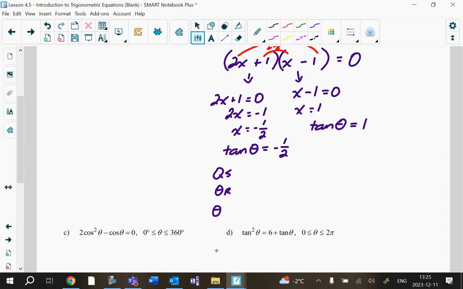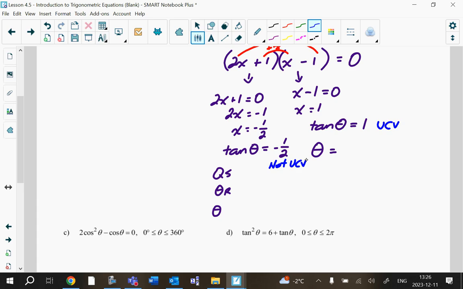This one, however, is on the unit circle. So I can go straight to the answers. This is a unit circle value. This is not a unit circle value with tan. If you look at your unit circle, can you find a point where the y value divided by x, because that's what tan is, the y divided by x. Can you find a point where y divided by x is 1 on your unit circle?